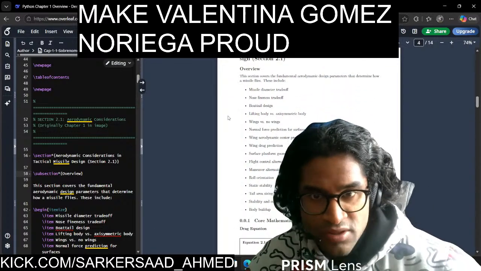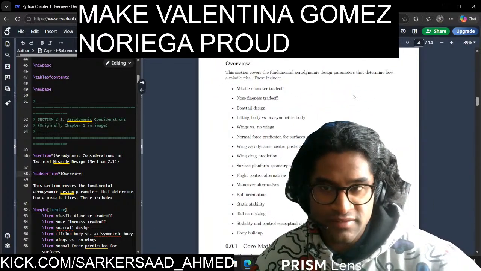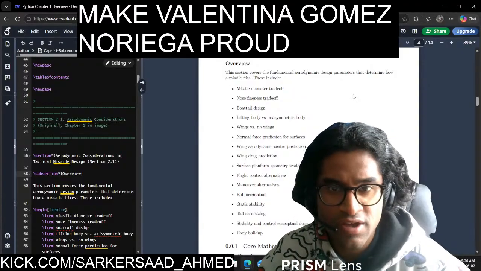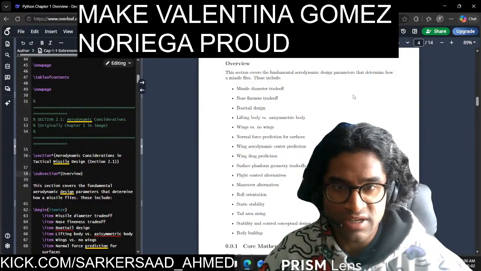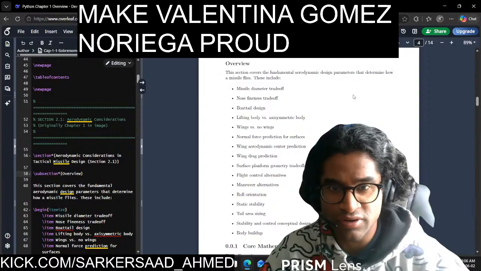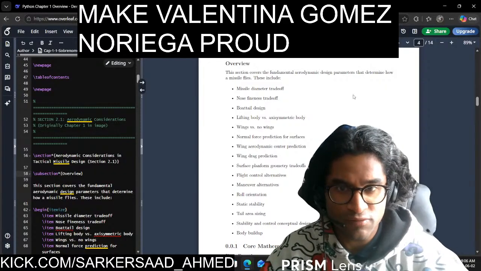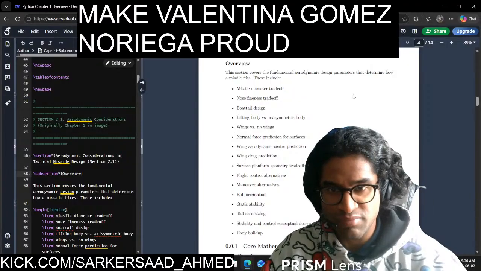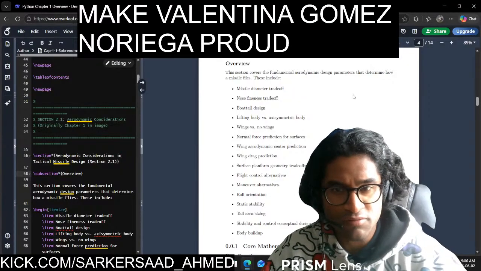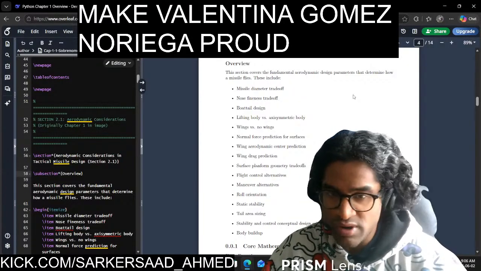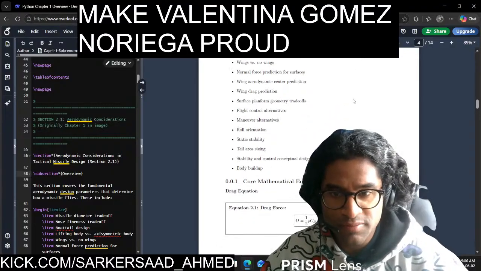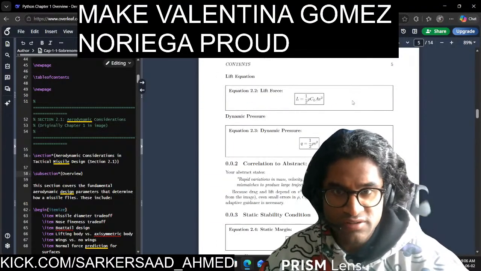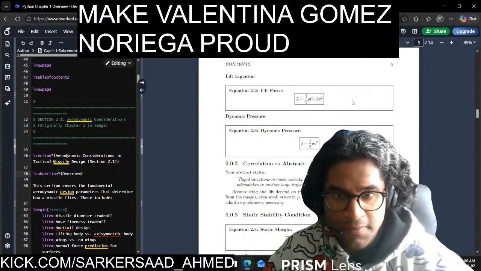Don't worry. So this section covers the fundamental aerodynamic design parameters that determine how a missile flies. These include the missile diameter trade-off, nose fineness trade-off, boat tail design, lifting body versus asymmetric body, wings versus no wings, normal force, wing aerodynamic center prediction, wing drag prediction, surface planform geometry trade-offs, flight control, whatever. So core mathematical equations: drag force, lift equations, and dynamic pressure.